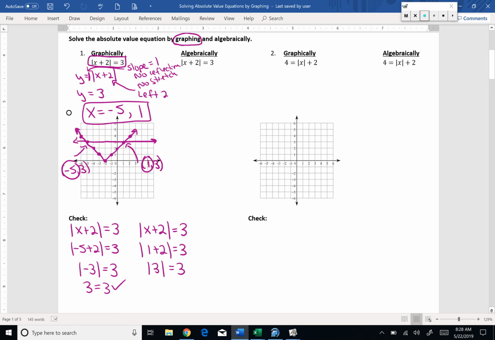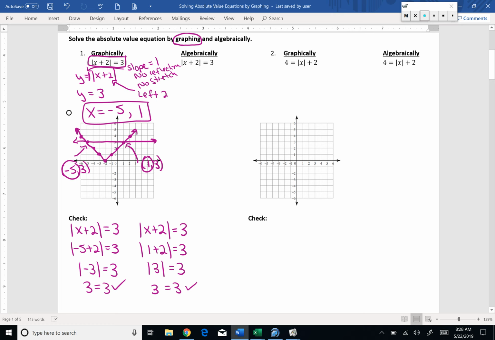Absolute value of 3. Remember, guys, absolute value is just a distance. It doesn't mean I switch my sign. It means what's the distance from 0. So it's always going to come out to be positive.